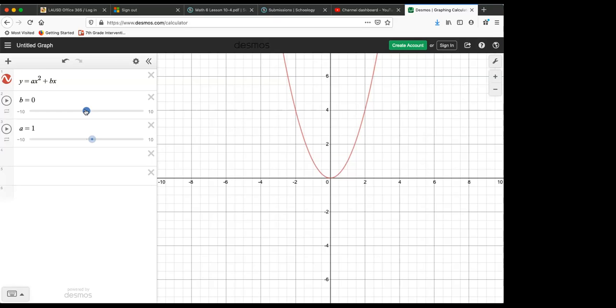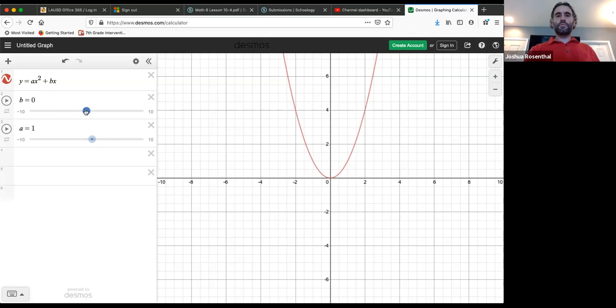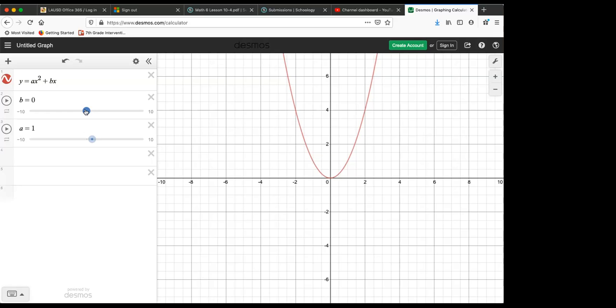What page is this again? It's not a page. I'm showing you guys what certain things do to a quadratic. So when b is 0, that middle term, that bx, cancels out. So you get the parent function unchanged.